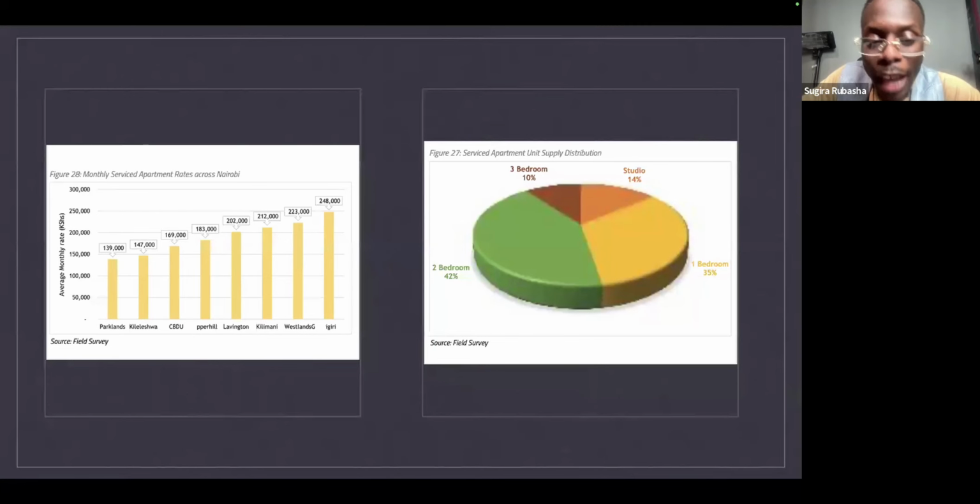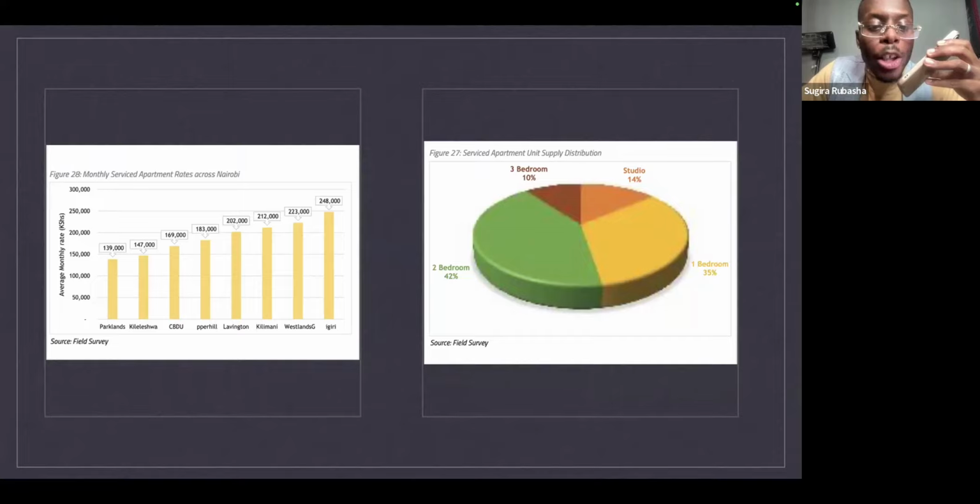Guys, for Lavington, and that's also because this is 1 and 2 bedroom, look at what it says at Lavington. Are you seeing what I'm seeing? The monthly serviced apartment rate across Nairobi is 200,000 Kenya shillings a month. Because why? It's a serviced apartment. It's not just a normal apartment that's furnished. It's an apartment that's furnished, but it comes like a hotel with services. So of course you can charge higher.